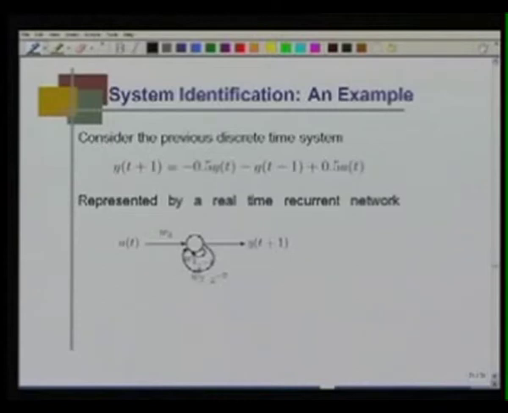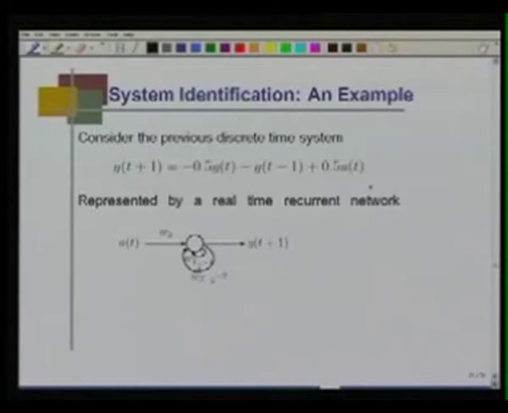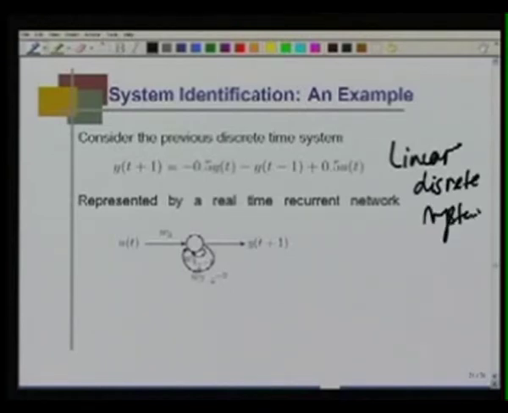Now we go to the system identification, an example. We have taken this example earlier, also in the previous class. This is a linear dynamical discrete system: yt plus 1 is minus 0.5 yt minus yt minus 1 plus 0.5 ut, represented by a real time recurrent network. So how do I represent this network?